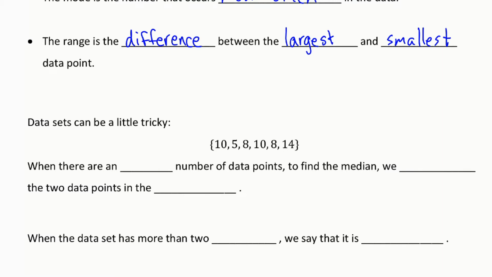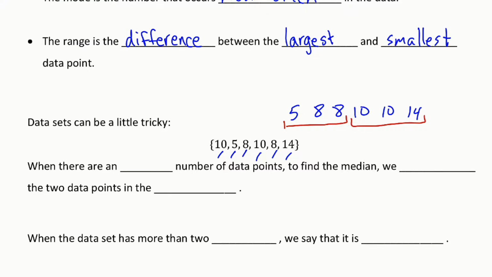And this data set we can look at and we see that there's 1, 2, 3, 4, 5, 6. There are 6 data points. So if we were going to find the median, there would be no middle data point. We could put them in order from smallest to biggest, 5, 8, 8, 10, 10, 14. And notice that there are 3 here and 3 here, but there's nothing in the middle.